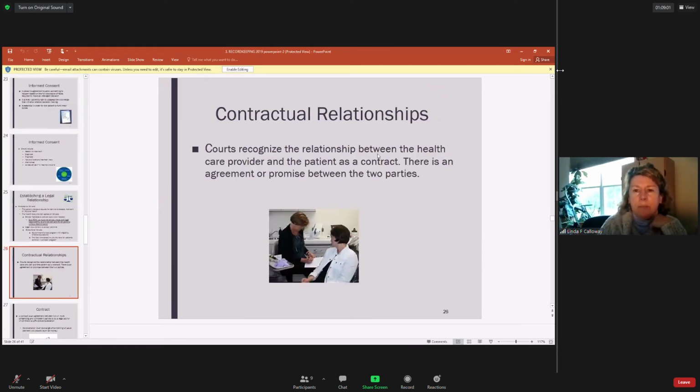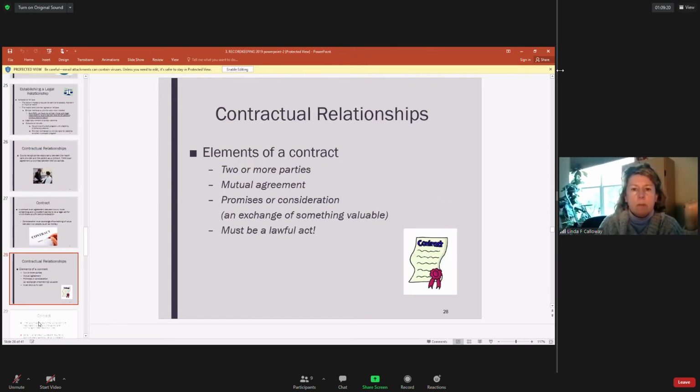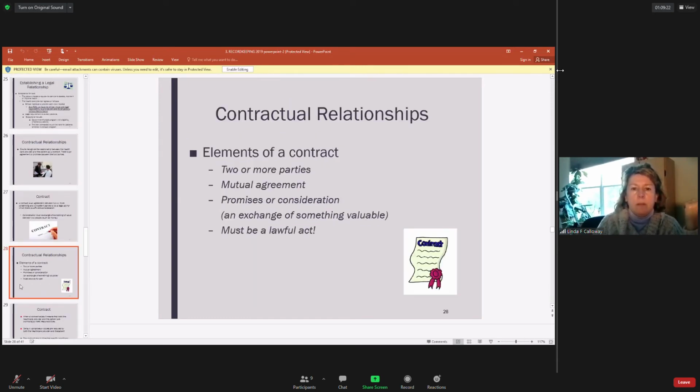Courts recognize the relationship between the healthcare provider and the patient as a contract. There's an agreement or promise between two parties. What is a contract? It's an agreement, right? Consideration is an exchange of something of value between two people. You guys can read that.